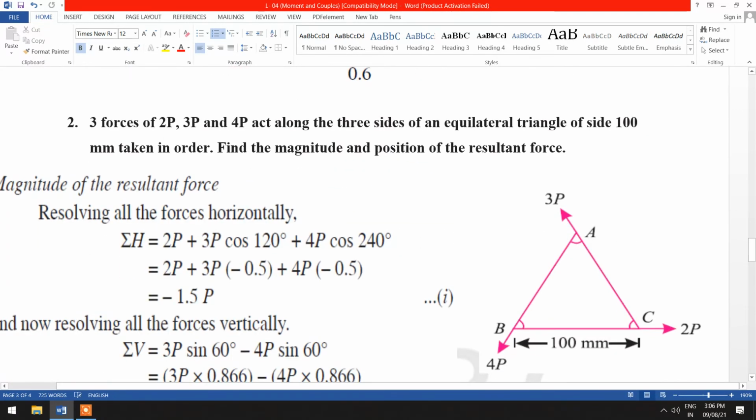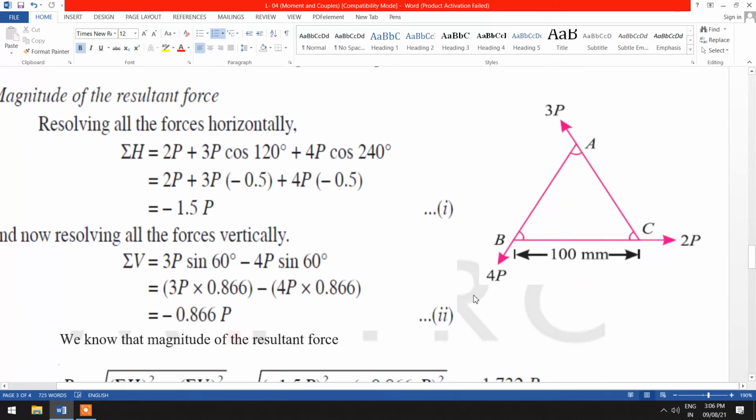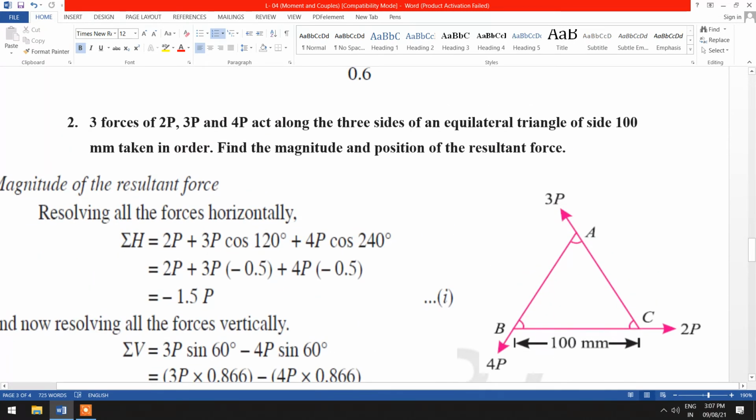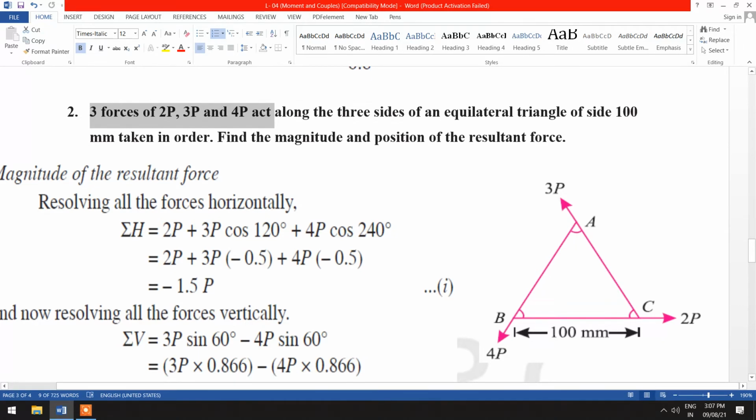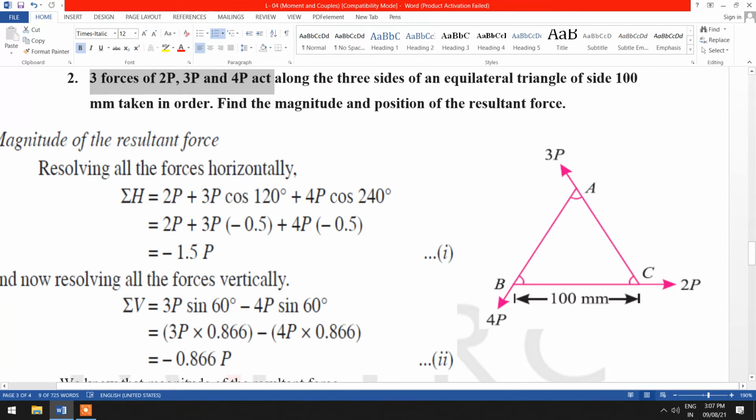Similarly, we will do another numerical. Here the problem statement is: three forces of 2P, 3P and 4P act along the three sides of an equilateral triangle of side 100 mm, taken in order. For this case, we have to find the magnitude and position of the resultant force. So again, we will resolve all the components in the horizontal and vertical direction.